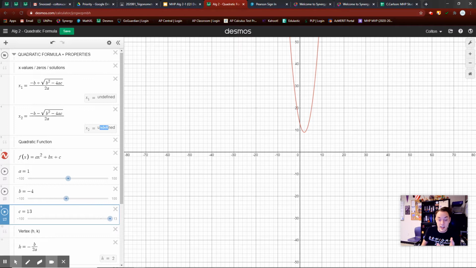It's imaginary. So whenever you get a graph where it doesn't cross the x-axis, such as this, it's therefore going to be imaginary. Okay, does that make sense? Awesome. So let's move on.